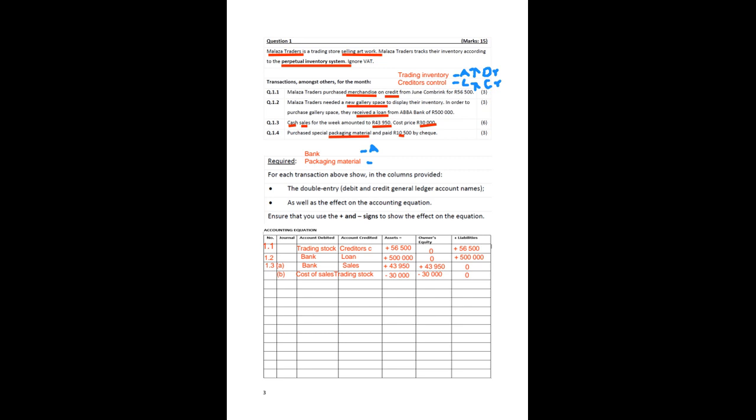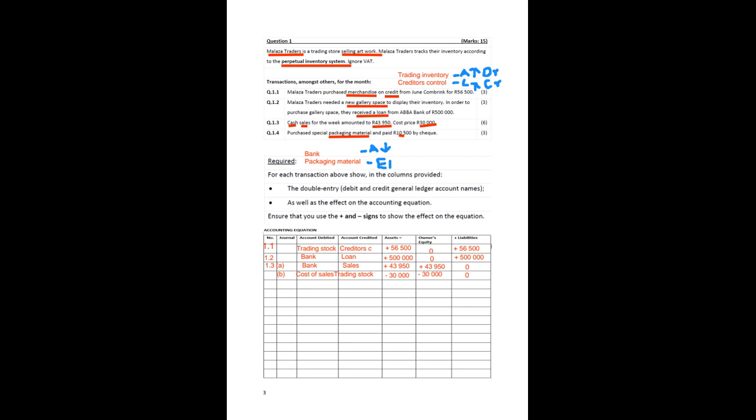Thank you for that, Mafi. And Kamo, packaging material is an expense to the business, okay? I want to see the movement. What happens to the bank? Is it going up or down? It's going down, thank you, Kamo. What about the packaging material? What about the expenses for the business? Are they going up or down? They are going up. Thank you.